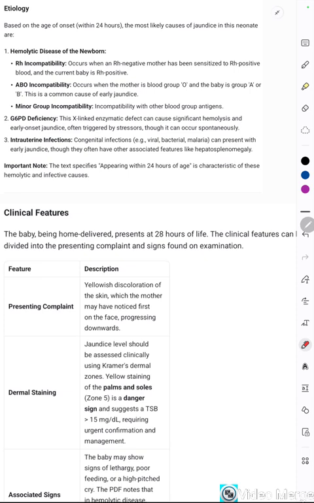Then conjugated hyperbilirubinemia is seen in cases of obstruction. That can be either extrahepatic obstruction or intrahepatic obstruction. Extrahepatic obstruction is seen in extrahepatic biliary atresia, which is the most common cause of liver transplant in neonates. The intrahepatic obstruction is seen in Caroli syndrome or Alagille syndrome. The non-obstructive causes will be viral hepatitis, galactosemia, fructose disorders, or alpha-1 antitrypsin deficiency.